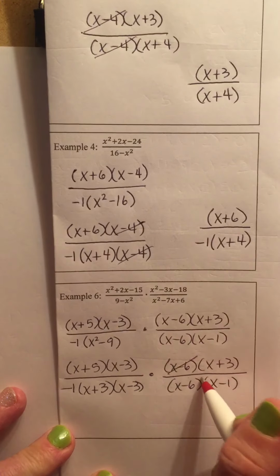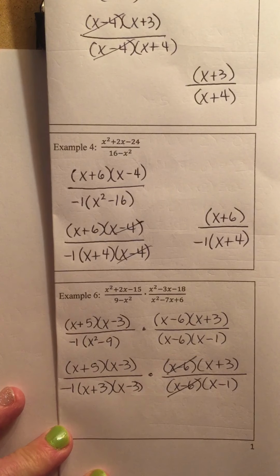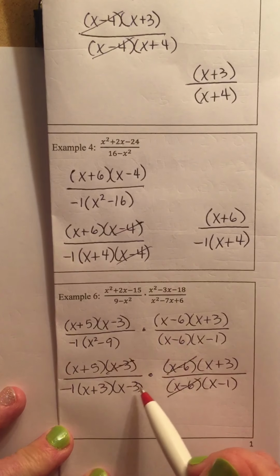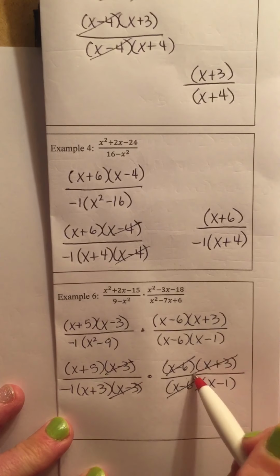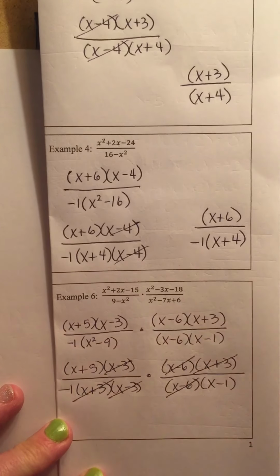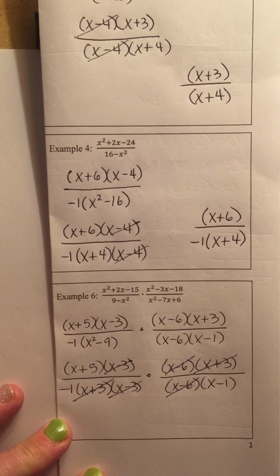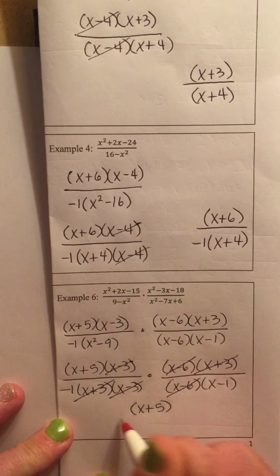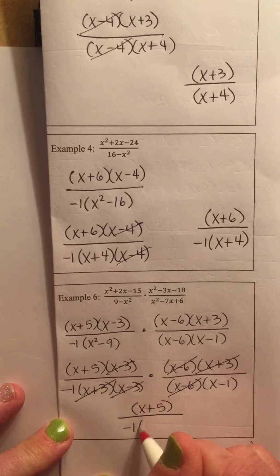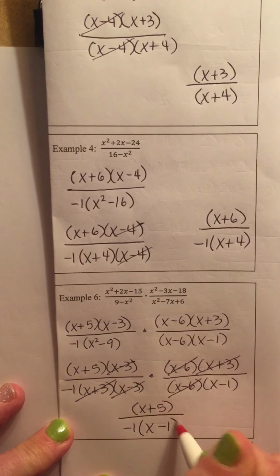x minus 6 divided by x minus 6 is 1. x minus 3 divided by x minus 3 is 1. x plus 3 divided by x plus 3 is 1. Our final product is x plus 5 divided by negative 1 times x minus 1.